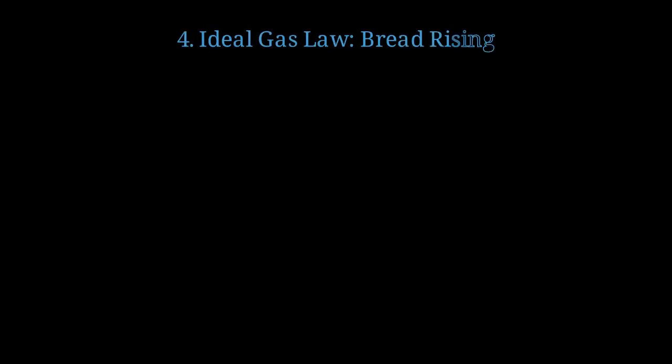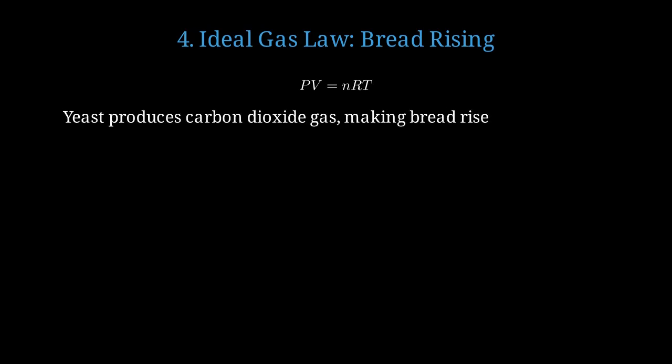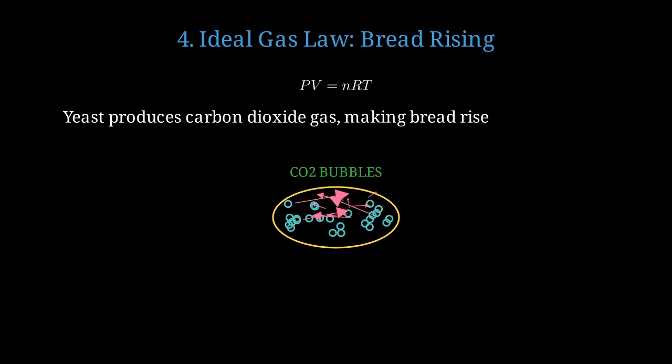Let's move to bread making and the ideal gas law. The ideal gas law: P is pressure, V is volume, N is moles of gas, R is the gas constant, and T is temperature. When yeast ferments sugars in dough, it produces carbon dioxide gas, which makes bread rise and become fluffy. The carbon dioxide forms tiny bubbles throughout the dough, creating that wonderful light and airy texture we love in bread.